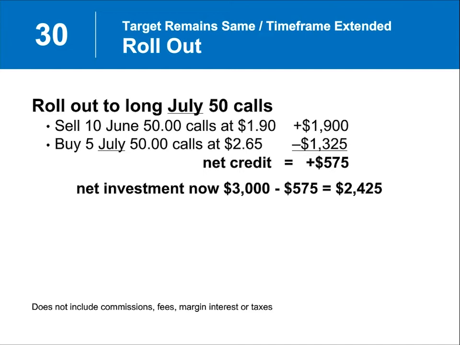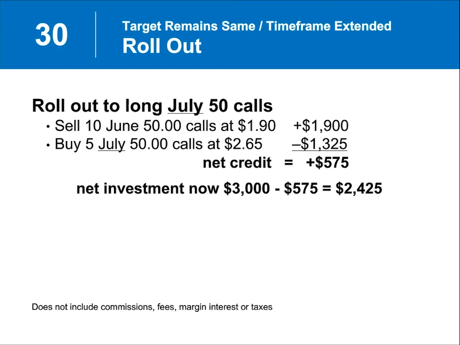If we look out to July and see the 50 calls out there trading for $2.65, notice right away if we bought 10 of those, it would increase our cost. That would have to be done at a net debit and increase our net investment and our total risk. So because we're managing our money here, we decide to just buy 5 of those July calls. We do that as a package for a net credit of $575. Our new net investment is $2,425.